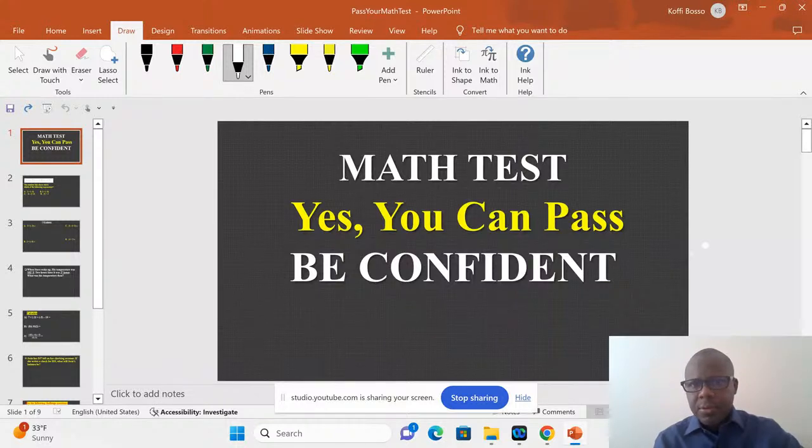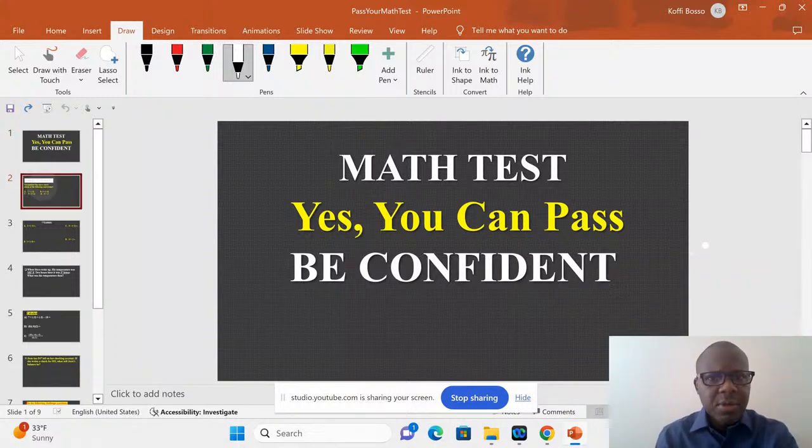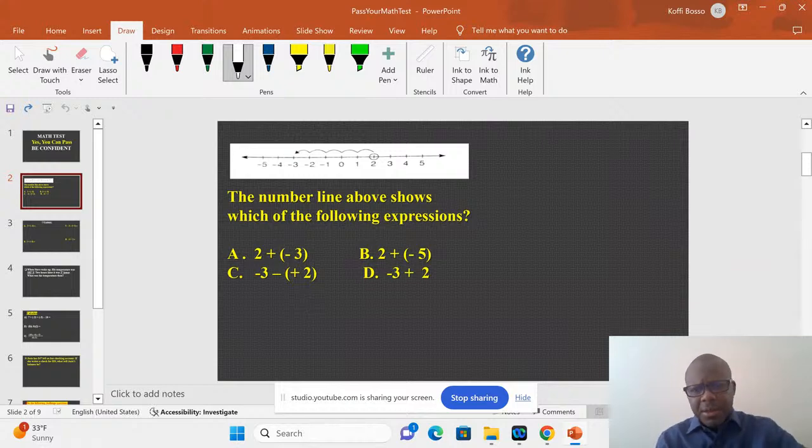Okay, so right now I'm sharing my screen. So math test, yes, you can pass. Be confident. That's what is important. So I want to walk through algebra skills, and the first thing I want to cover is this number line.